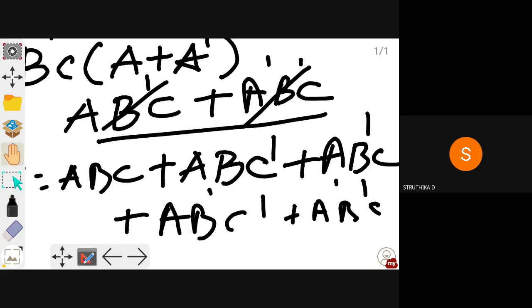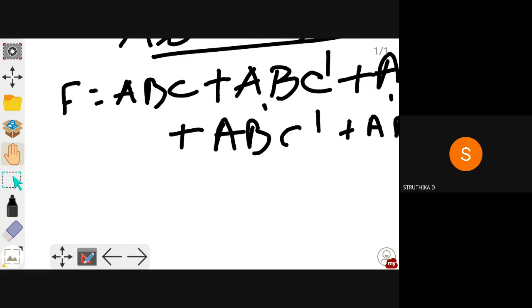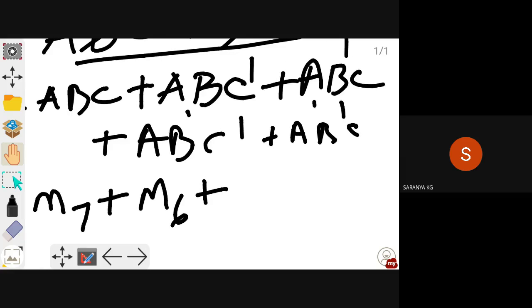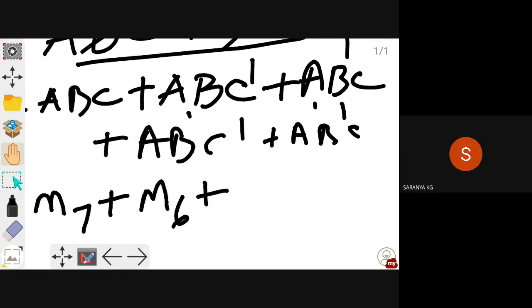So you write in terms of min terms designation. So F is equal to, so what is ABC? ABC is M7. M7 plus what is ABC dash? M6, because it is 110, M6. Then what is AB dash C? That is 101, M5. Then AB dash C dash, that is M4.